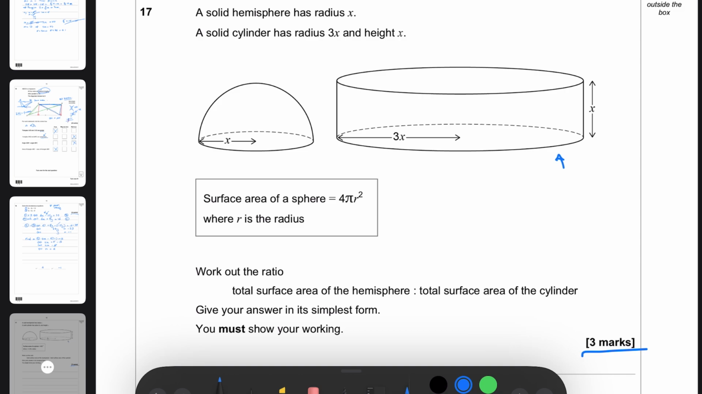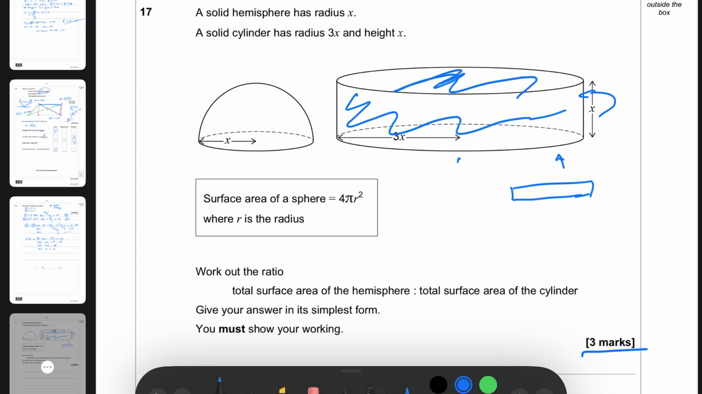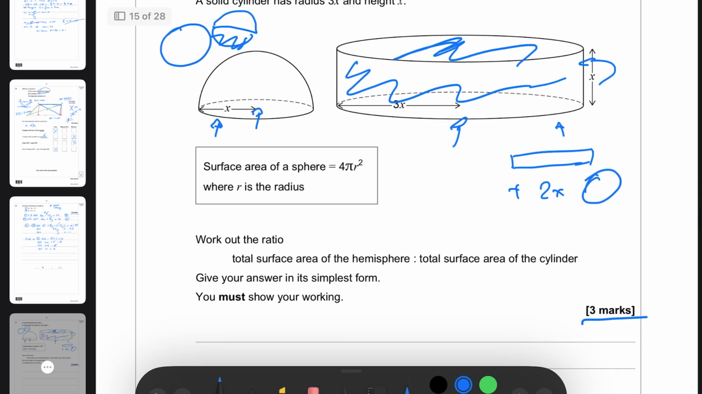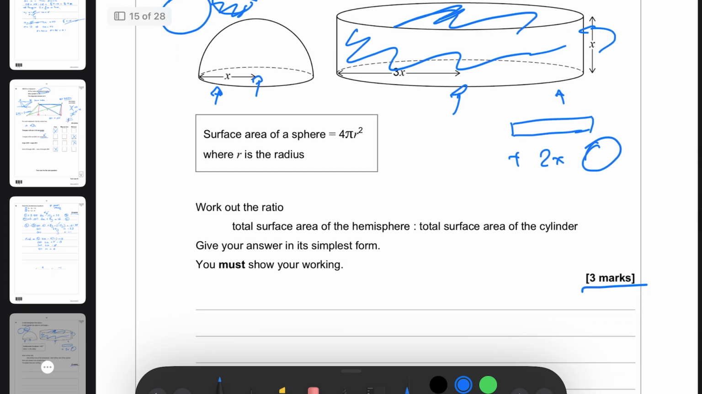With the cylinder, the surface area is going to be the rectangle bit that goes all around, plus this area and the area underneath, so plus 2 times this circle. For the hemisphere, you get the circle underneath and the curved part. Be careful, it's not a full sphere but a hemisphere, so we'll have to divide by 2.